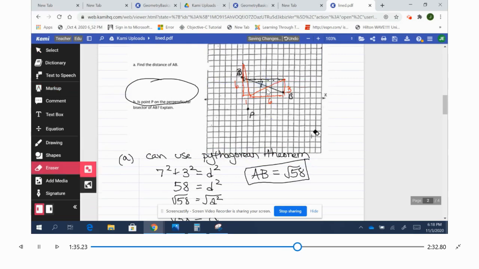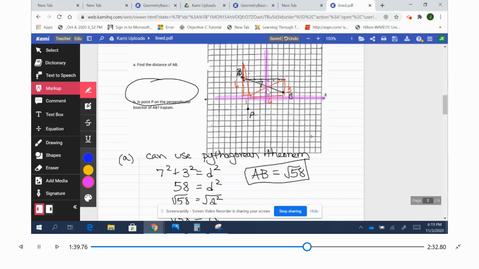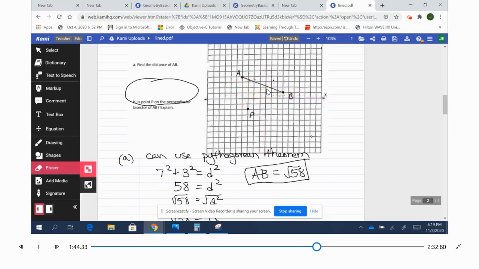Sorry, a little technical difficulty here. Trying to get the axis down and get rid of the lines that moved. All right, back to it.